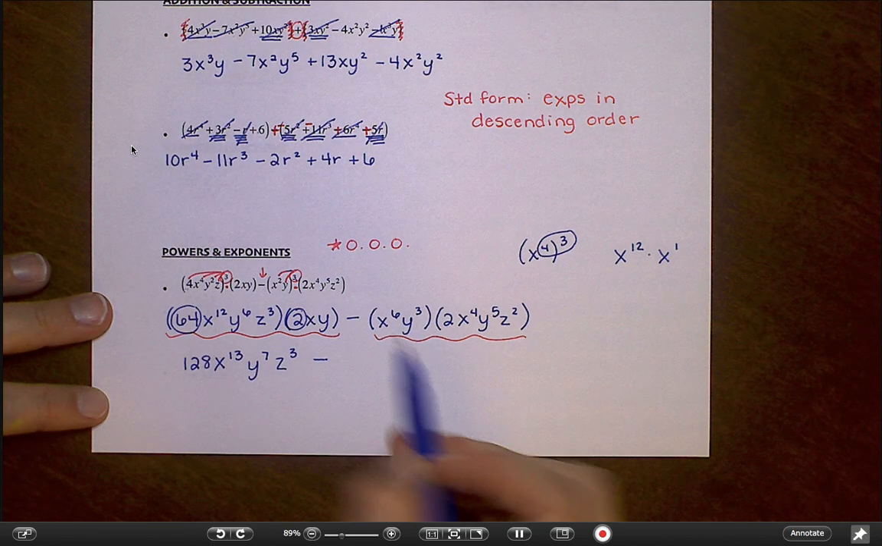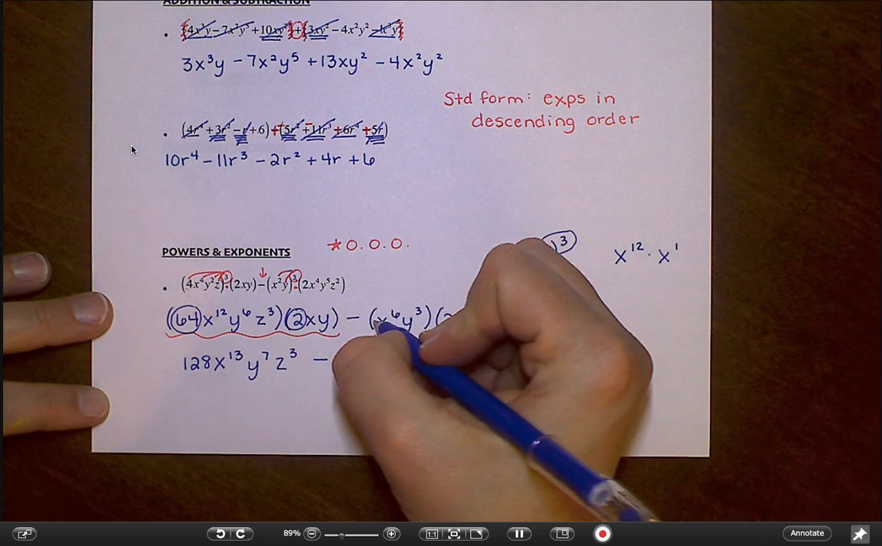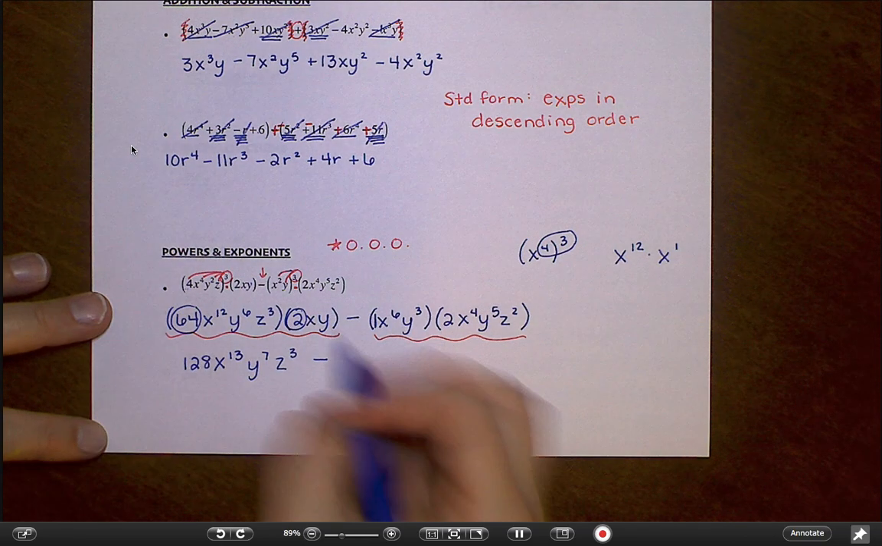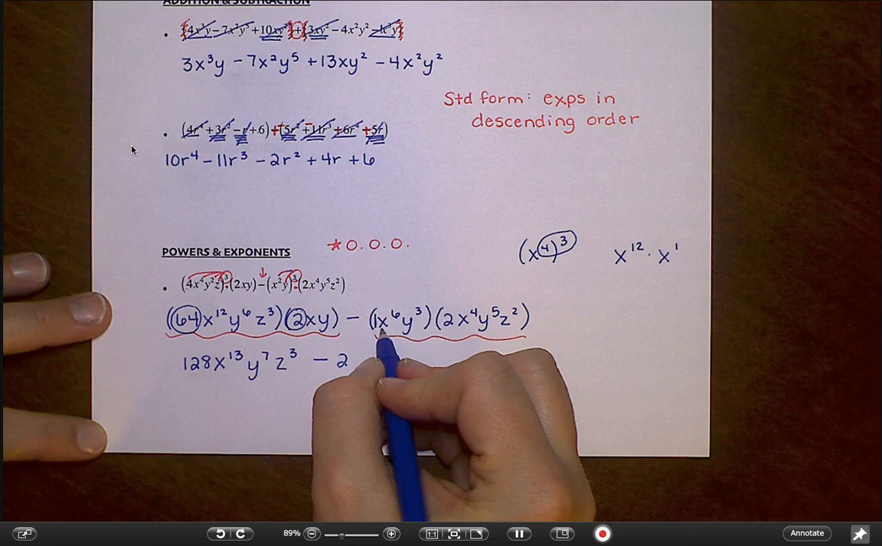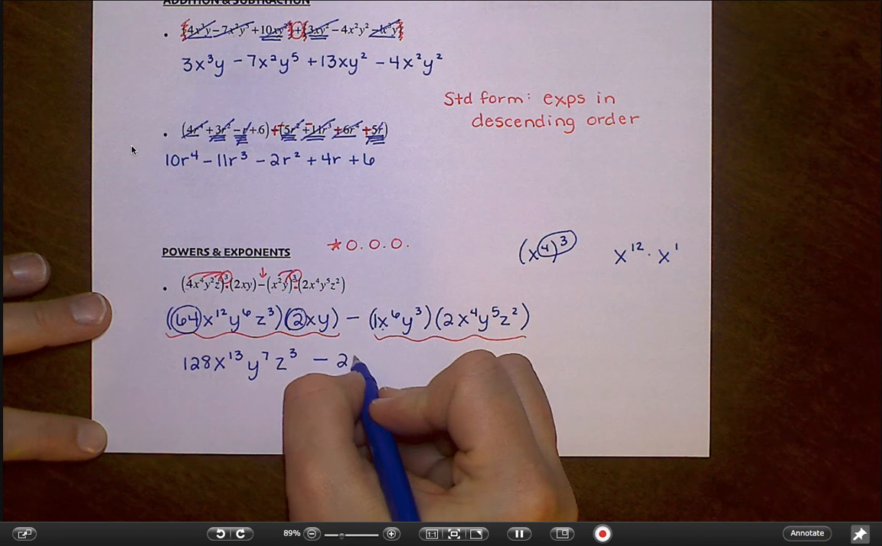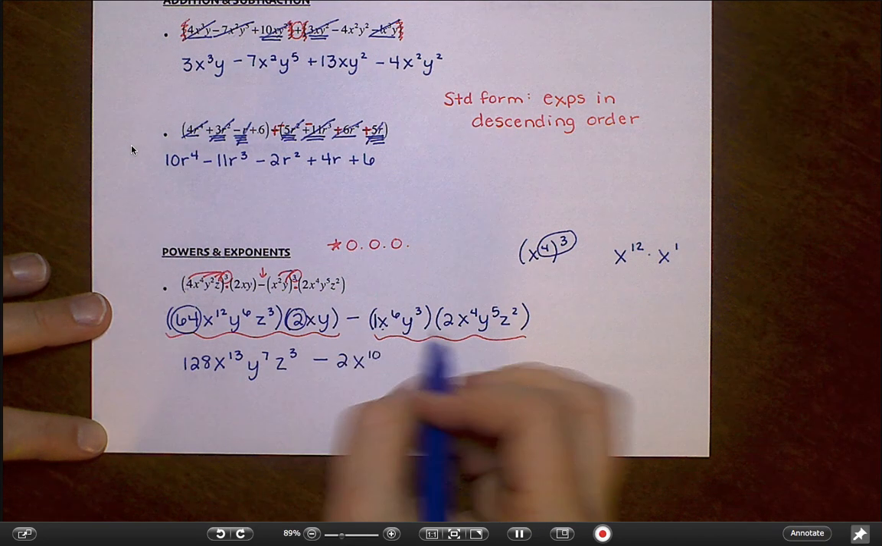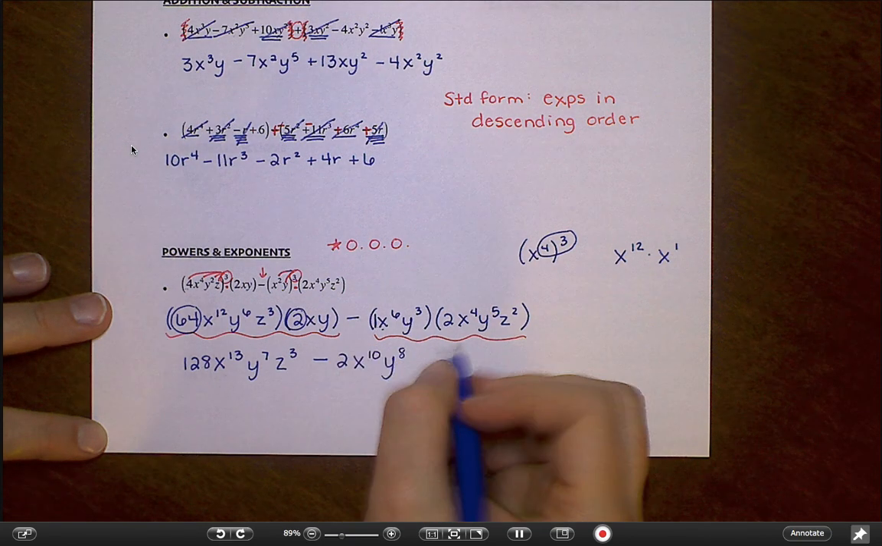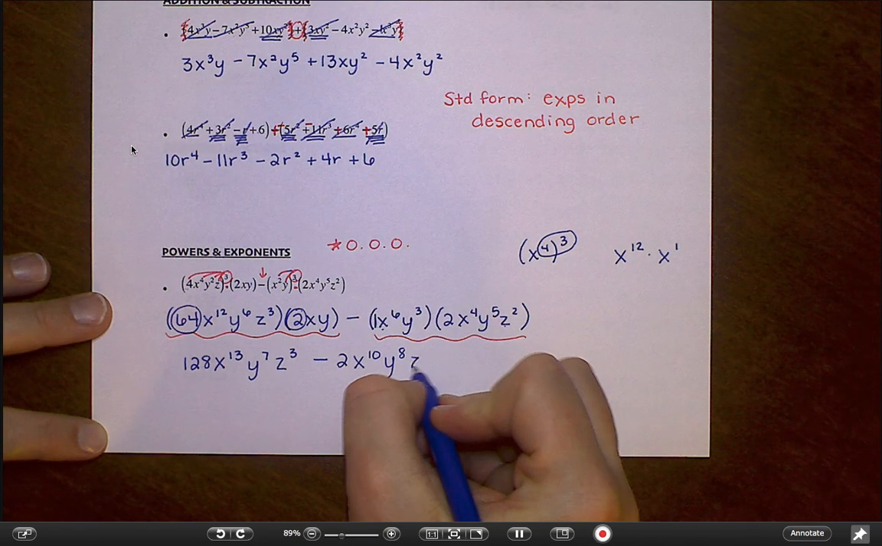Minus, now let's go do the same thing over here. As far as my numbers go, this has a 1 in front of it. So 1 times 2 is 2. X to the 6th times x to the 4th gives me x to the 10th. Y to the 3rd times y to the 5th leaves me with y to the 8th. And then once again, I've got a z squared that doesn't get a partner.